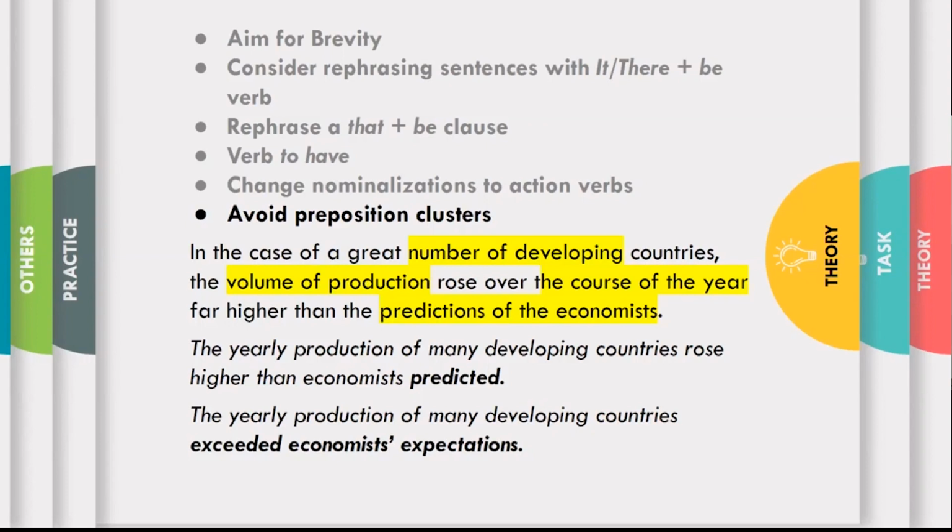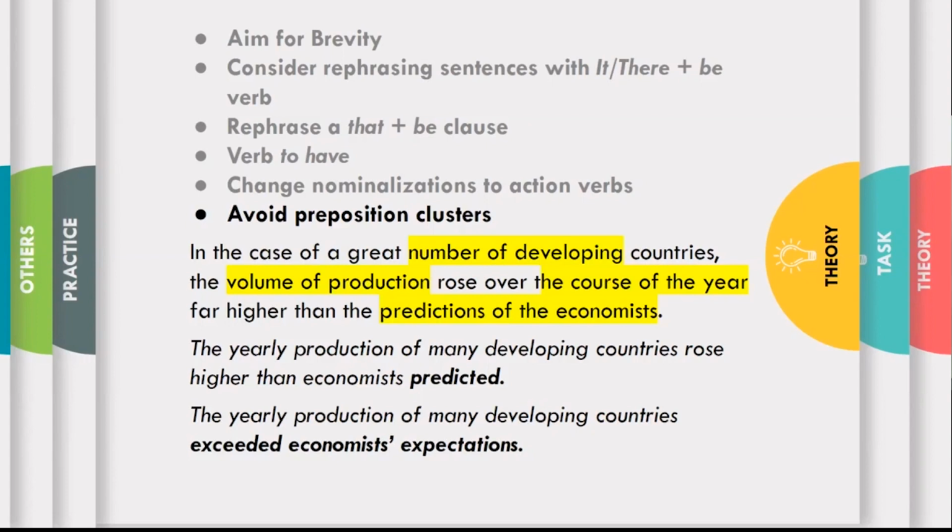So rose is our main verb. The economists predicted, we are using a V3 form, which is a non-finite verb. And we got rid of all the prepositional clusters: number of developing countries, volume of production, course of the year, predictions of the economists. Plenty of prepositional clusters. All good? We all have experienced it, right?